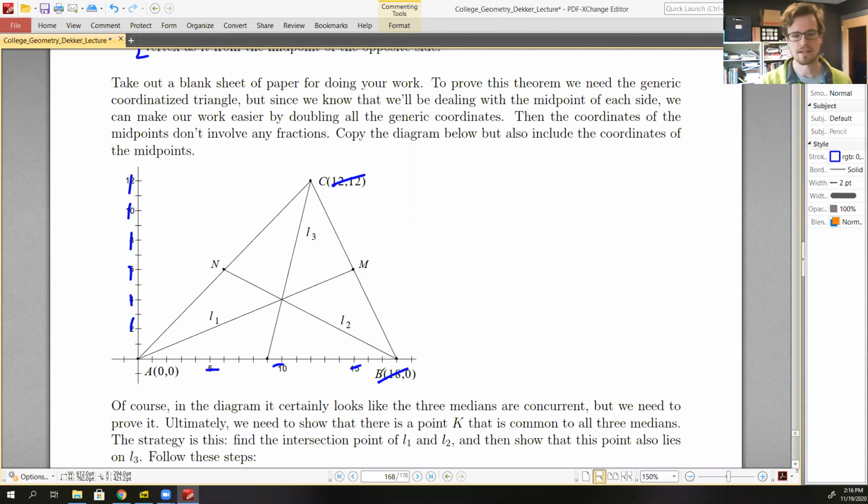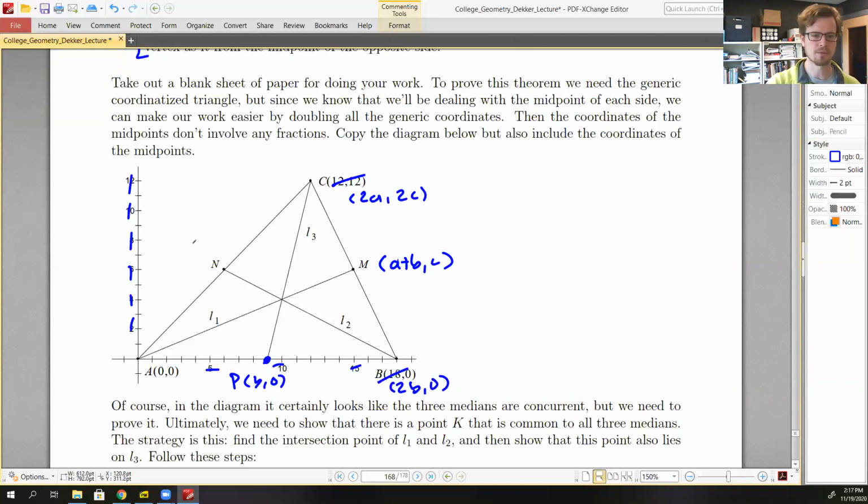So you would have that B here is (2b, 0), and C is, let's see, you could call it (2a, 2c). And then again, we want the midpoints. So M would be (a+b, c), and down here P, the midpoint here would be (b, 0), and the midpoint here N would be (a, c). So you want to use that labeling when you write up your proof. Keep that in mind.